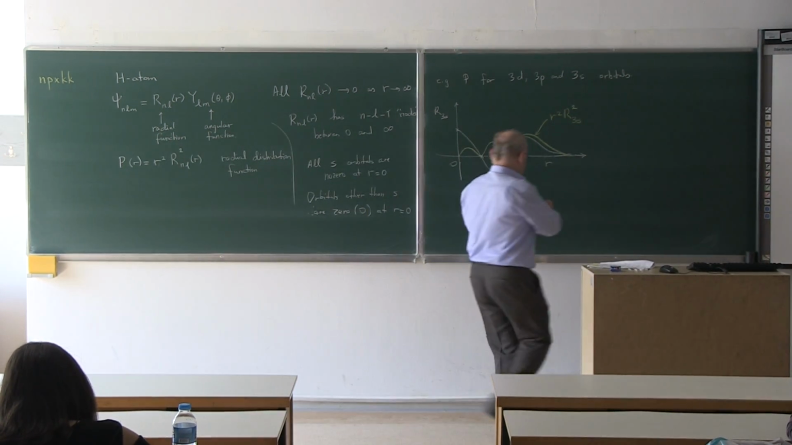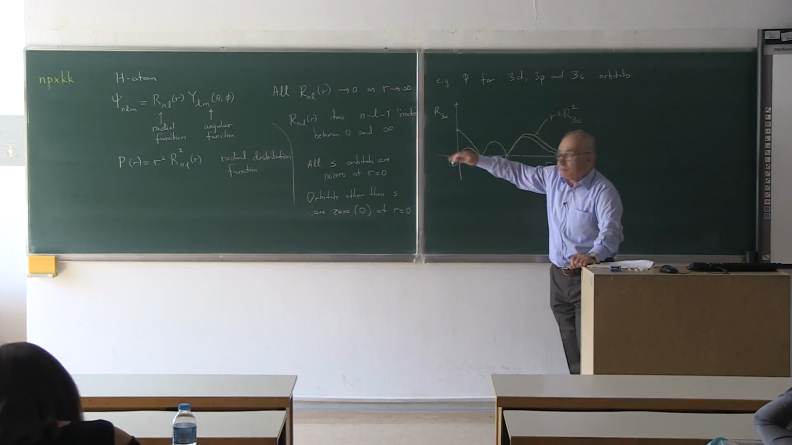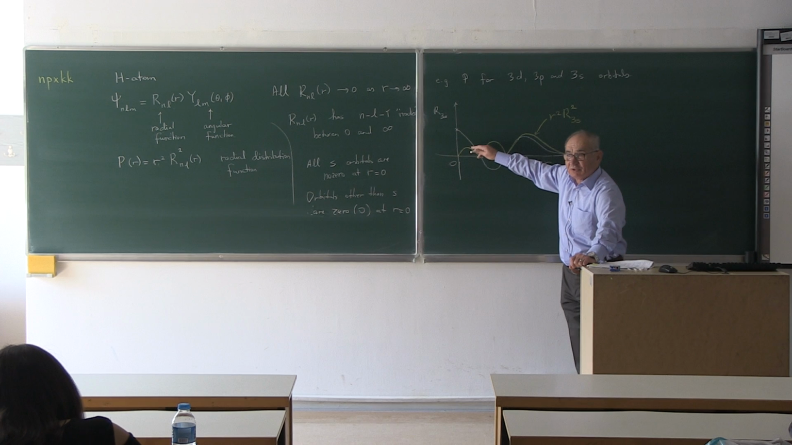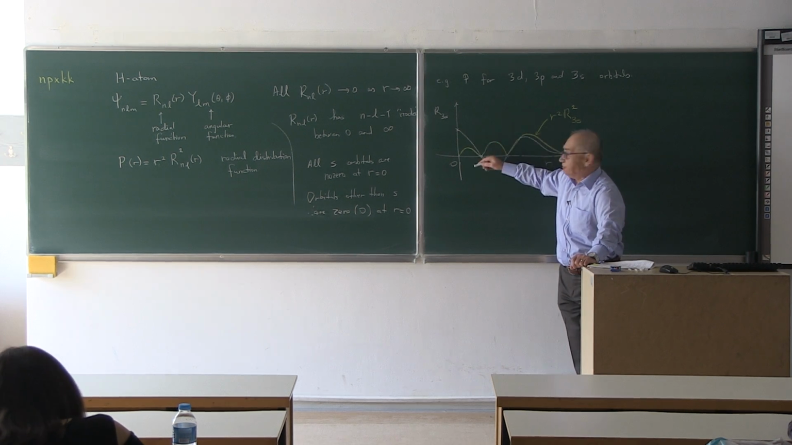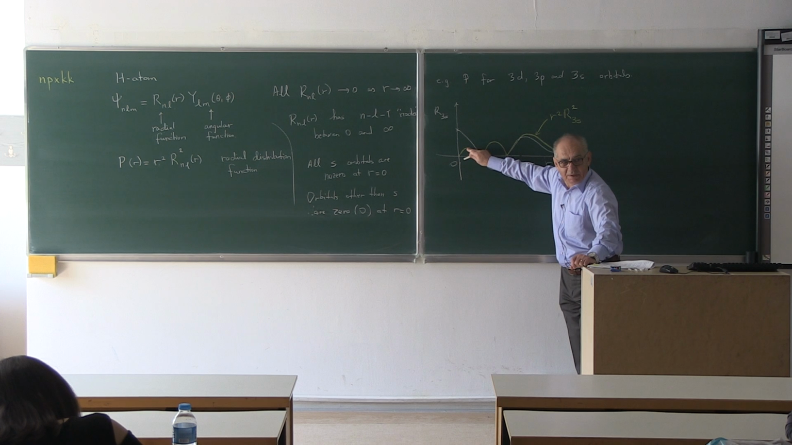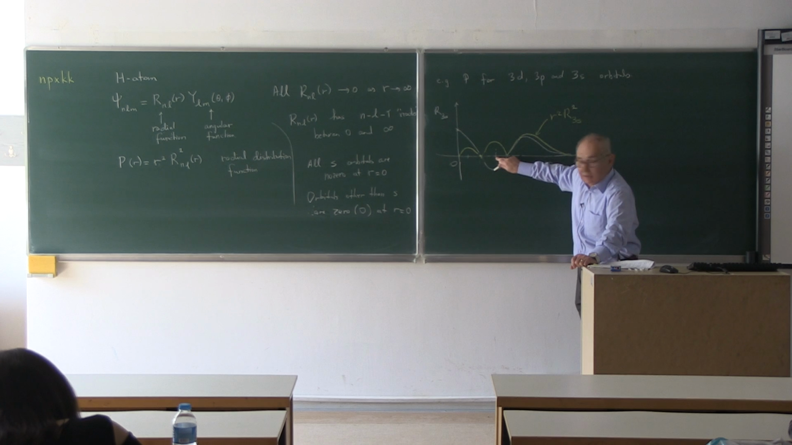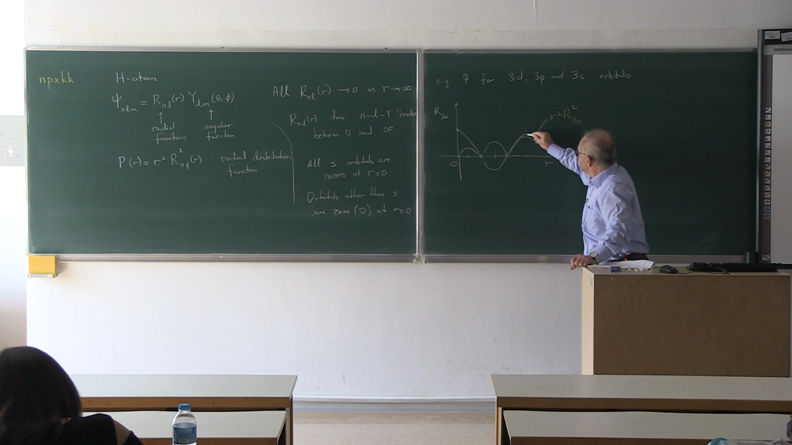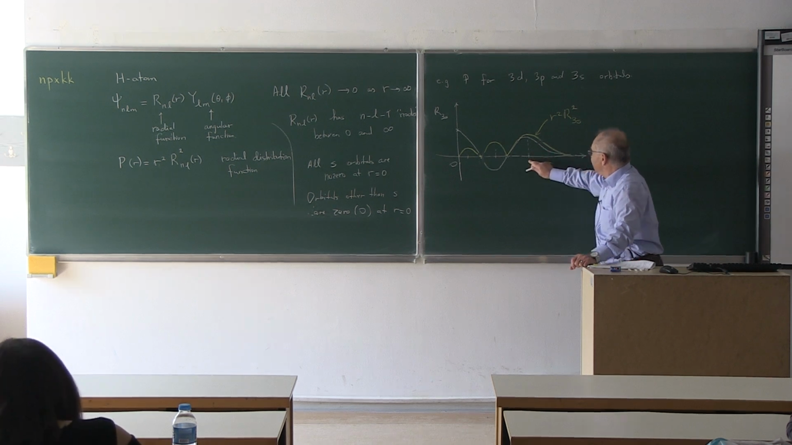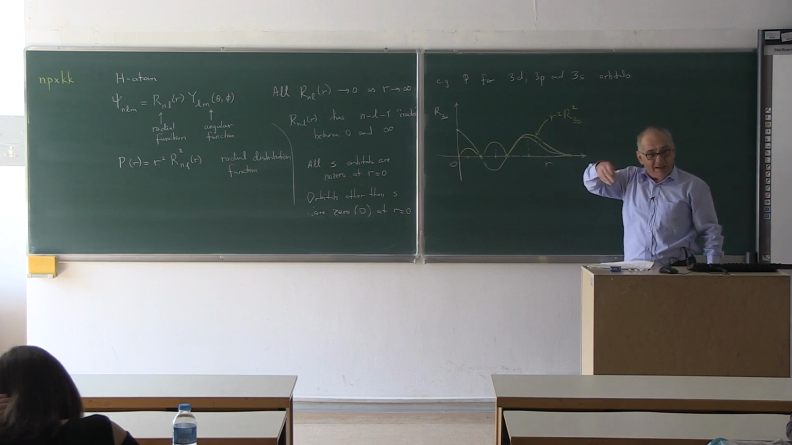So what do we see here for the radial distribution function? There are points at which P becomes maximum. Here is one point. There is a maximum here for P. Here is another point. At this point, there is another maximum. All right? And finally, there is a third point at which there is a maximum.